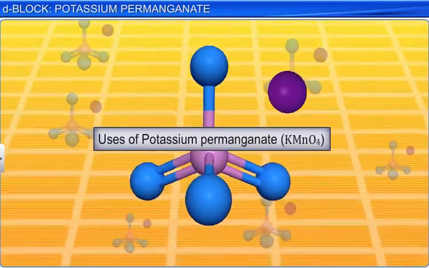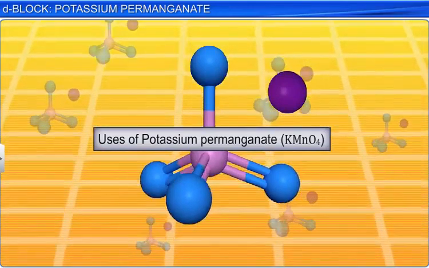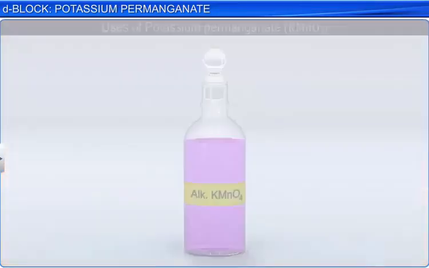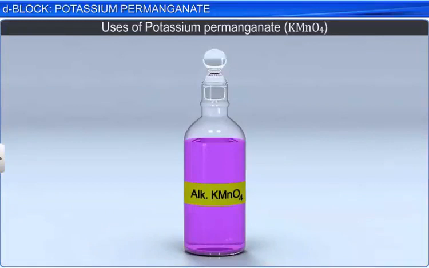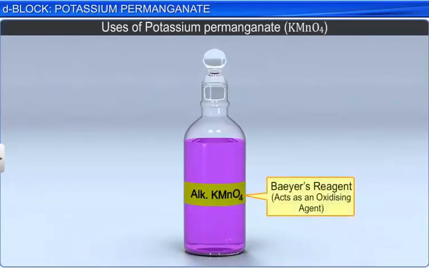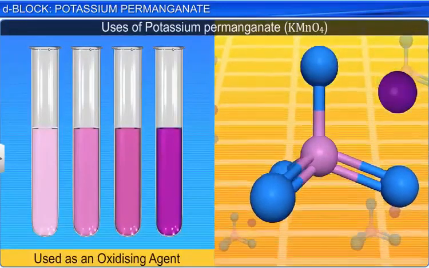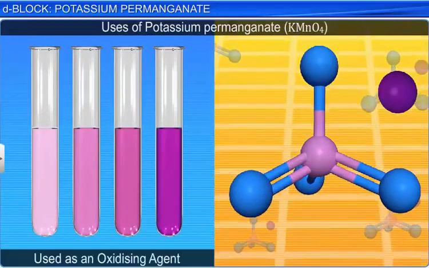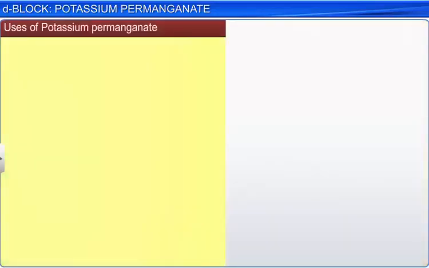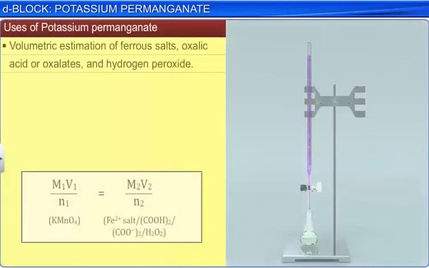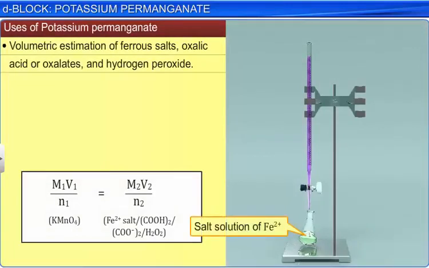Let's now study the uses of potassium permanganate. Alkaline potassium permanganate is used in organic chemistry under the name of Baeyer's reagent. Apart from being used as an oxidizing agent in the laboratory, it is also used in the volumetric estimation of ferrous salts, oxalic acid or oxalates, and hydrogen peroxide.